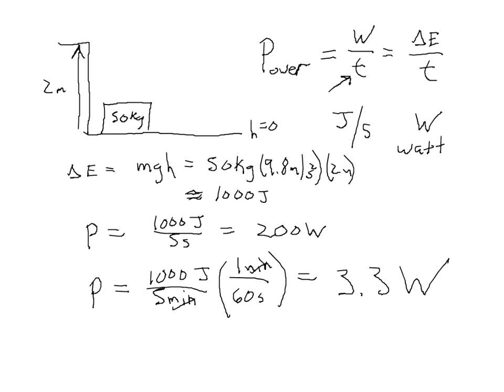So both people, the person who does it in 5 seconds and the person who does it in 5 minutes, change the energy of the books by the same amount, and therefore are doing the same amount of work, at least in the physics sense. But the person who does it quickly is using 200 watts of power, while the person who does it slowly is only outputting 3.3 watts of power.